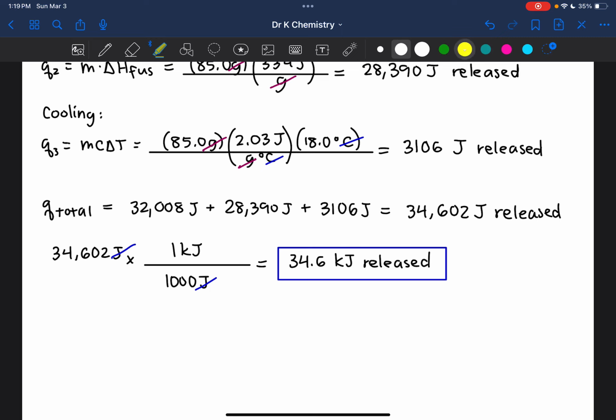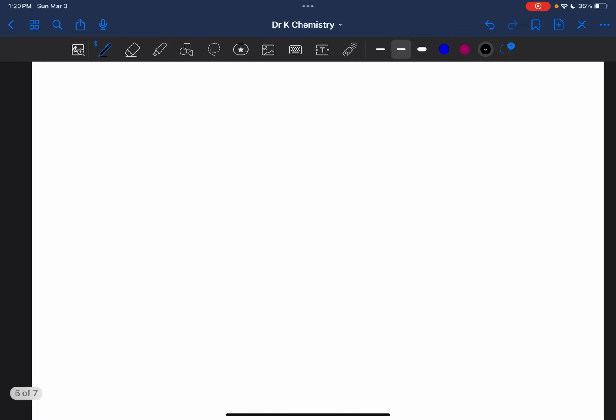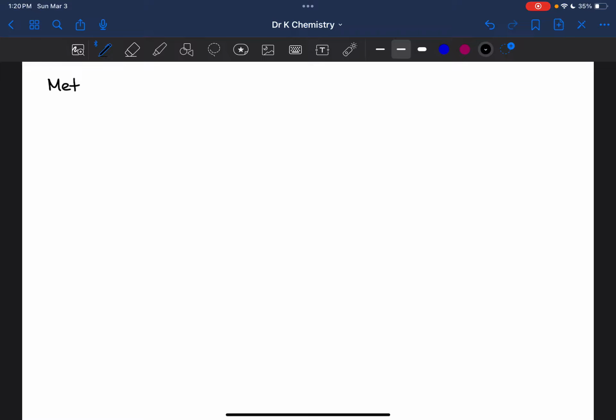And because I kept everything positive, I am keeping the term released here because that is indicating that energy is leaving our sample. And it's implying that it should be a negative value. So that was method A, keeping everything positive. In method B, I am going to make everything negative.